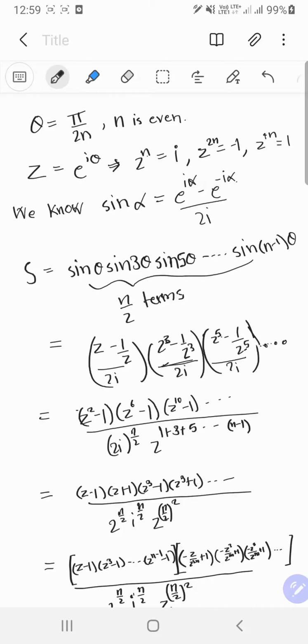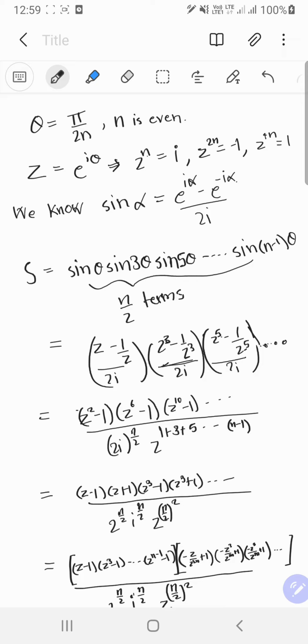So I was continuously getting stuck on these kinds of questions. So sine theta, sine 3 theta, sine 5 theta, and so on till sine of something theta. That something must always be an odd number, and you have a special condition that theta must be pi upon 2n. So n is an even natural number, you can see. We want to find what this product S is.